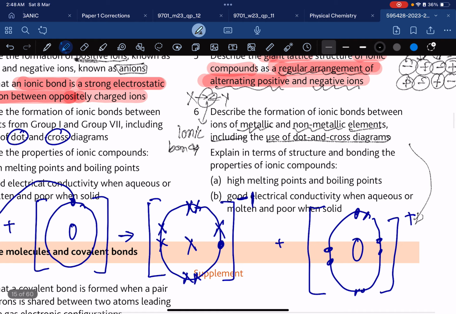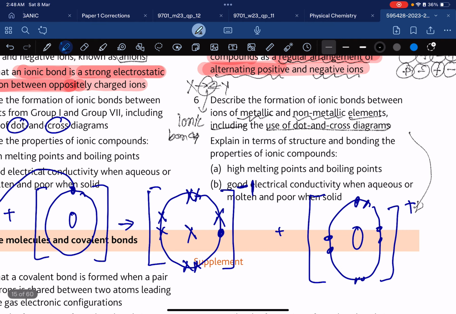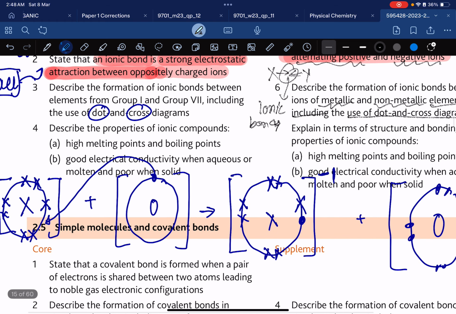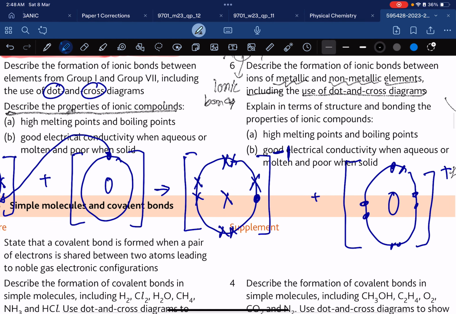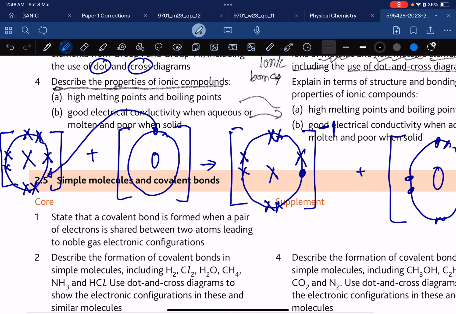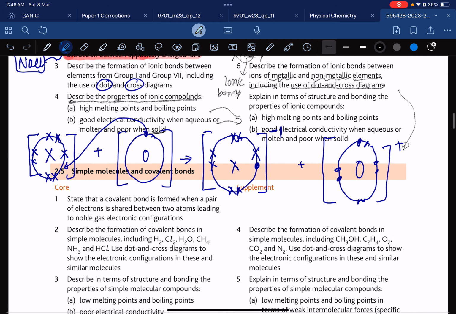Explain in terms of structure and bonding the properties of ionic compounds. Okay, so this is basically, well, I don't think I did this. Well, we'll come to this. So it's basically the same. The reason why they have high melting points and boiling points is the strong force of attraction between them, which requires more energy to break. They are good electrical conductors when aqueous or molten, and poor when solid, because when solid they have no mobile ions or free moving charges to carry the charge.